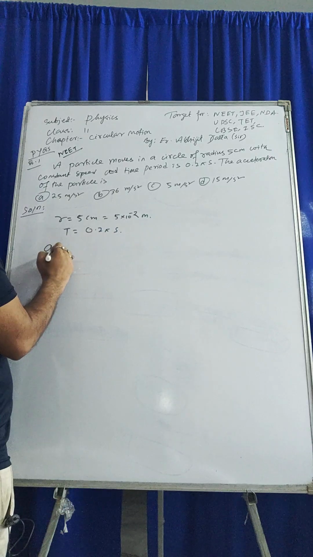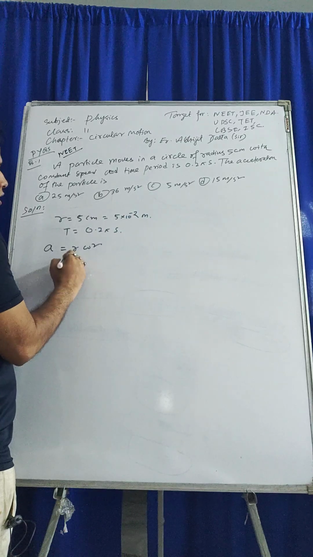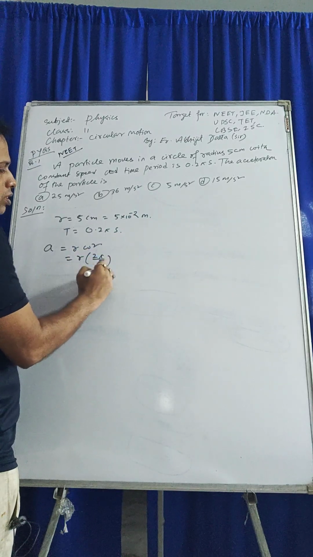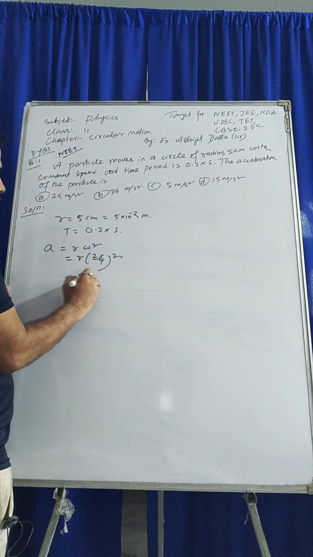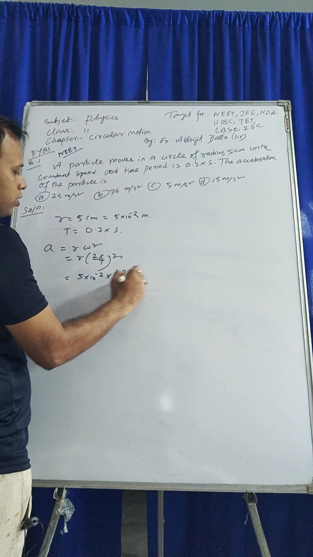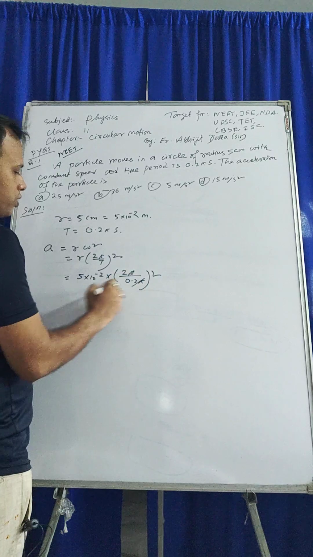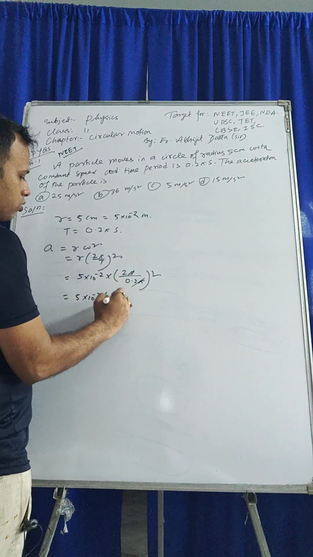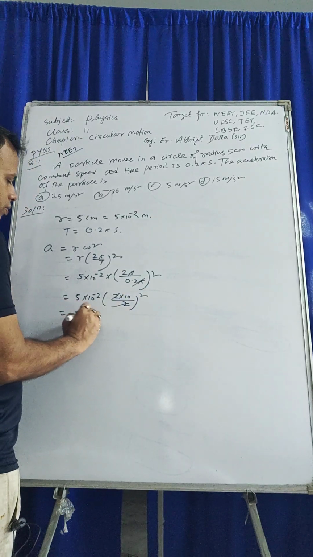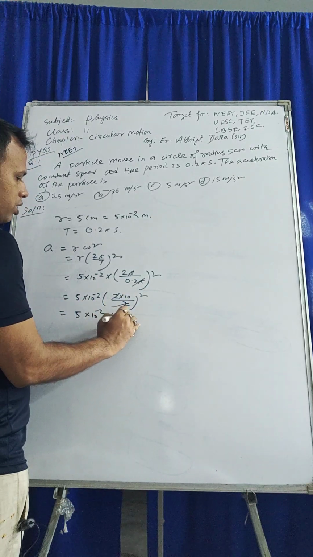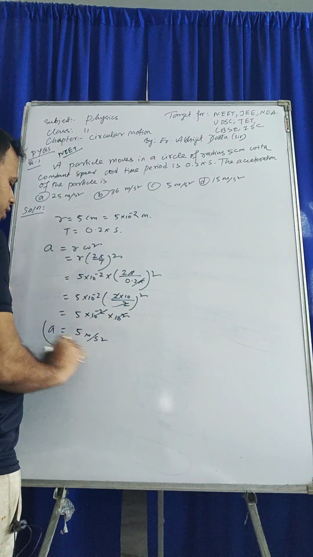So we know that the acceleration of the particle a equal to r omega square, is not it? And omega is 2 pi by T, whole square. So now put the value of r and T. r will be 5 into 10 to the power minus 2, and 2 pi by T is 2 pi by 0.25 whole square. So 2 pi by will be cancelled. It will be 10 by 2 whole square. So 5 into 10 to the power minus 2 into 10 square. So 10 square will be cancelled, giving 5 meter per second square. So acceleration will be 5 meter per second square.